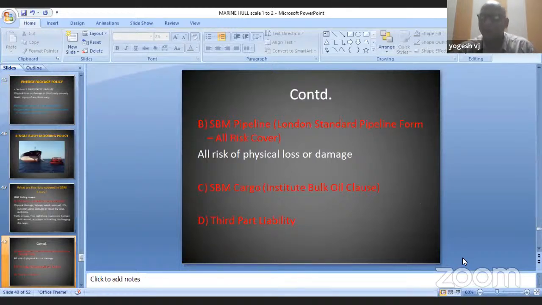Second part is the pipeline. Jo pipe carry kar rahe, to uske liye London Standard Pipeline form all risk cover rahe hai. All risk of physical loss or damage are covered. And C part is the cargo.